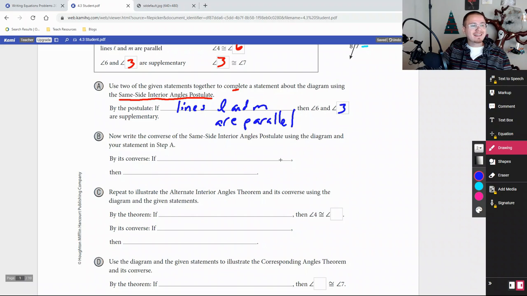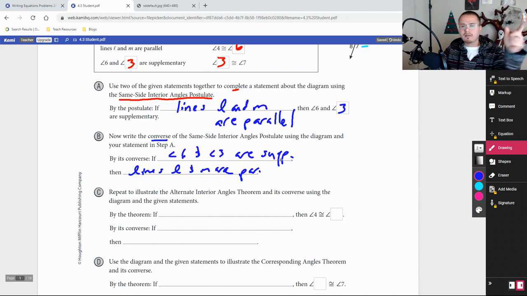So now write the converse. So this is our first exploration. So instead of going if the lines, then the angles, we're going to go if the angles, then the lines. So if angle 6 and angle 3 are supplementary, I'm going to start abbreviating so I don't kill you with my handwriting, then lines L and M are parallel. So go this way, go that way. Same deal. So we're going to continue.